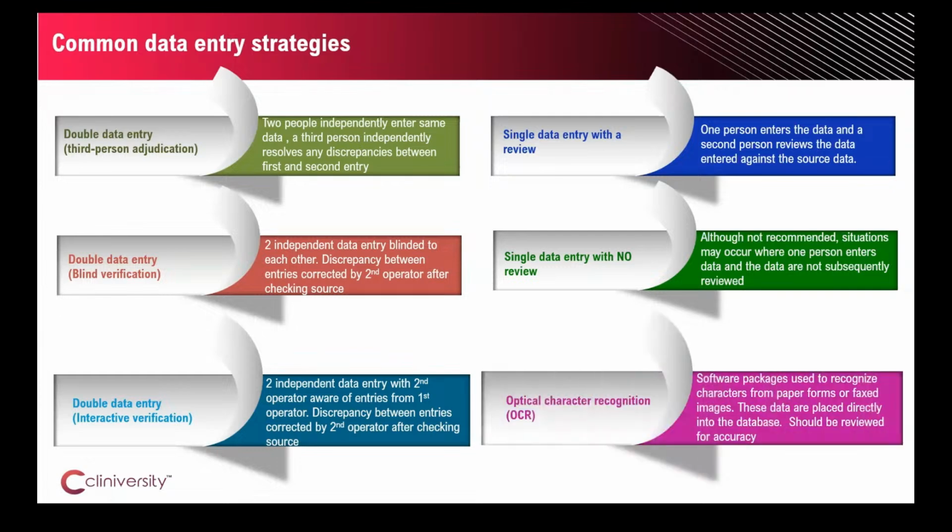The next one is optical character recognition. This is software which recognizes the characters from the paper forms as well as faxed images, and then the data is directly fed into the database. But because this is software recognition, there has to be a manual review of whatever data has been entered by this software to ensure the accuracy of the data.